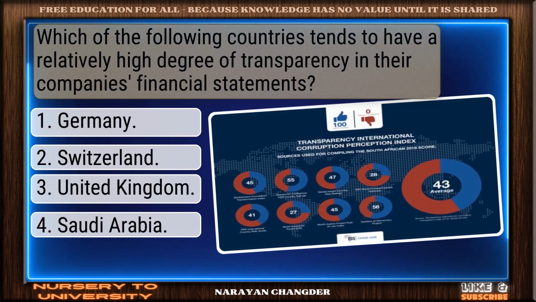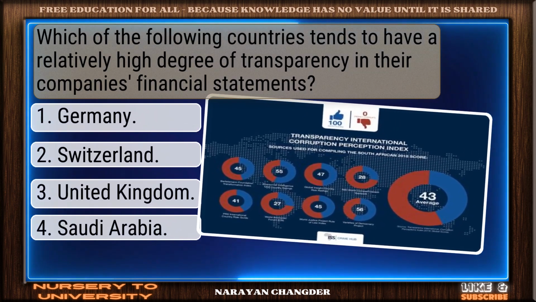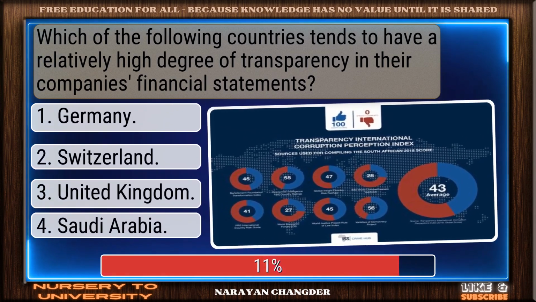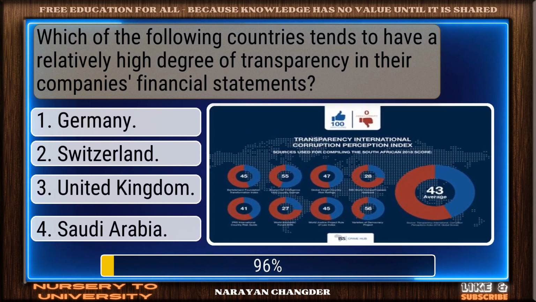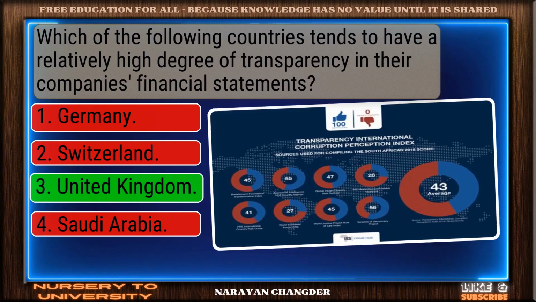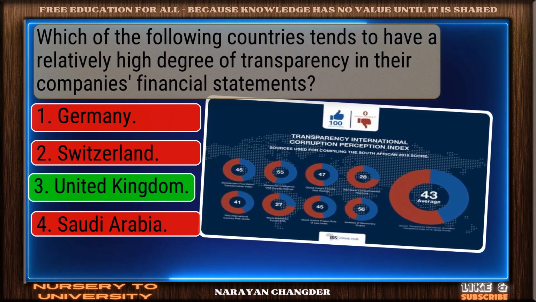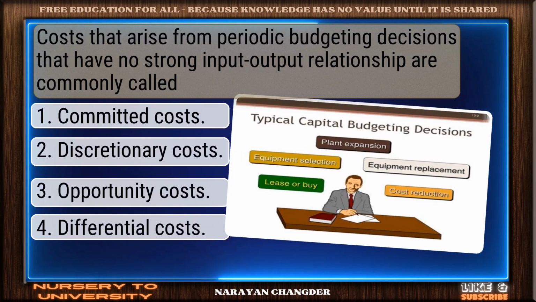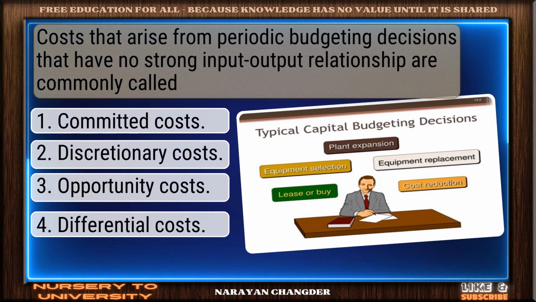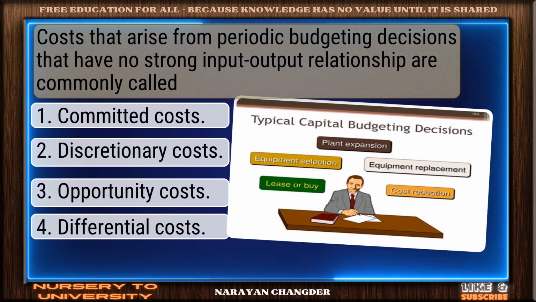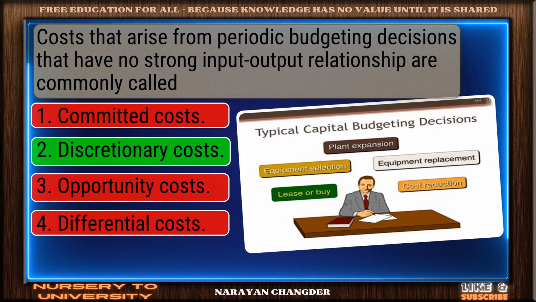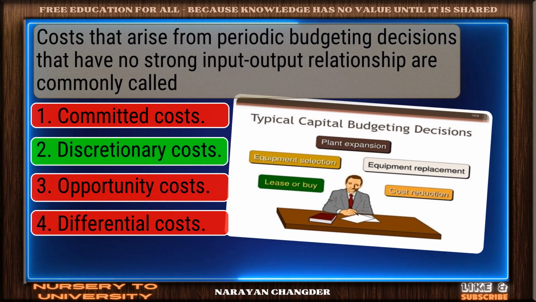Which of the following countries tends to have a relatively high degree of transparency in their companies? Financial statements. Nicely done. United Kingdom is a solid answer. Costs that arise from periodic budgeting decisions that have no strong input-output relationship are commonly called. You got it! Your choice, discretionary costs, is right.